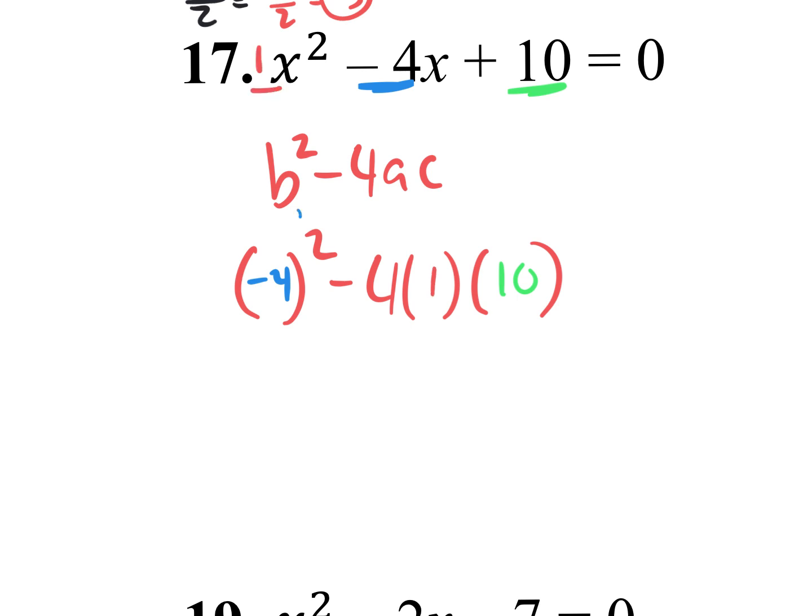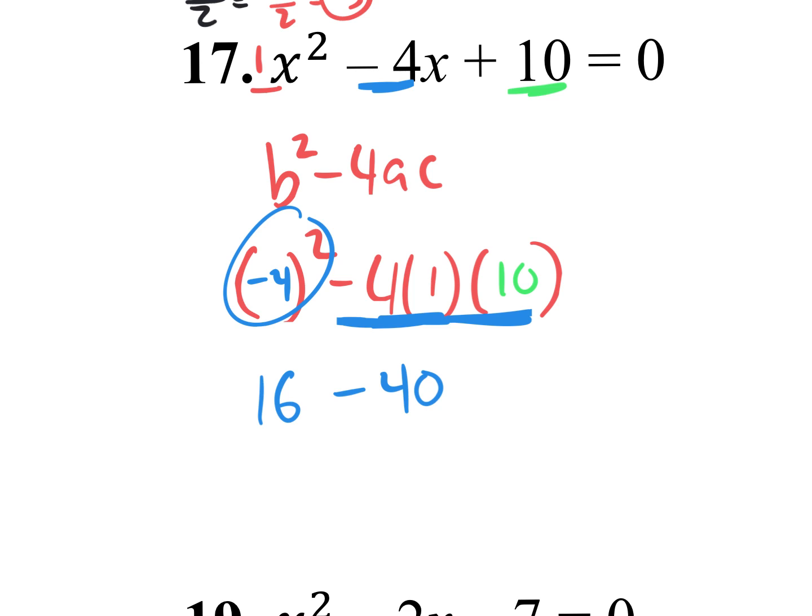So when you do this math, negative 4 squared is positive 16. Minus 4 times 1 is minus 4, times 10 is minus 40. So you know that you end up with a negative answer. That would be a negative 24. That's your discriminant. So inside the square root of your quadratic formula, when you have a negative number, the square root of a negative produces an imaginary answer.